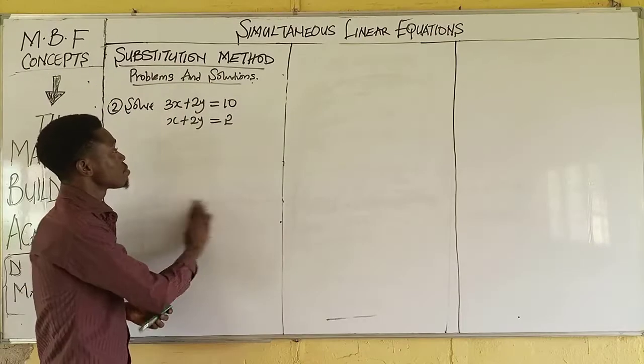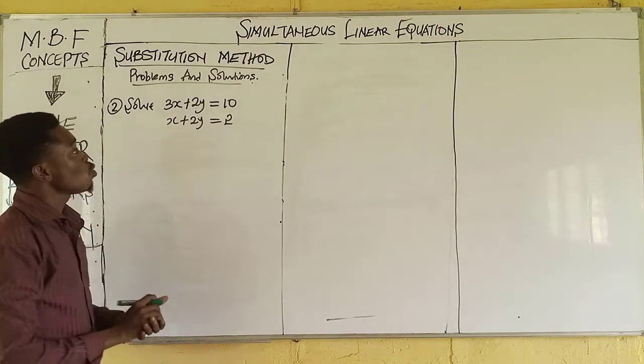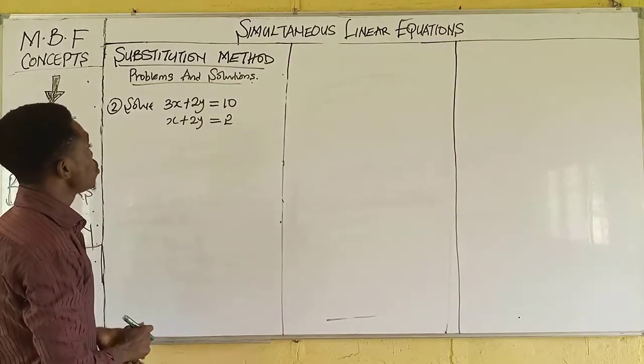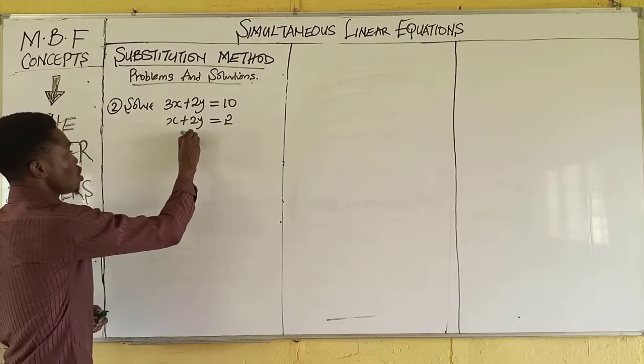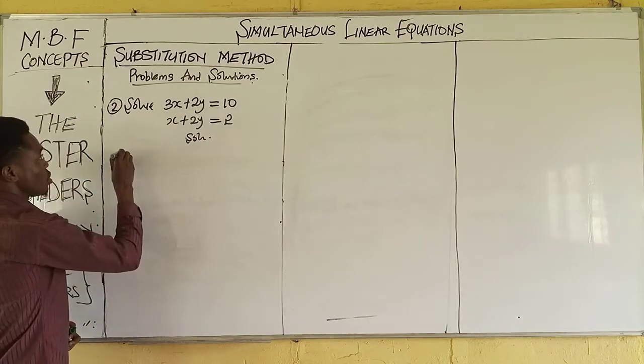Now on the board, we have example 2. We are asked to solve 3x plus 2y is equal to 10, then equation 2, we have x plus 2y is equal to 2. So all we need to do is to put down our solution, then put down the equation.